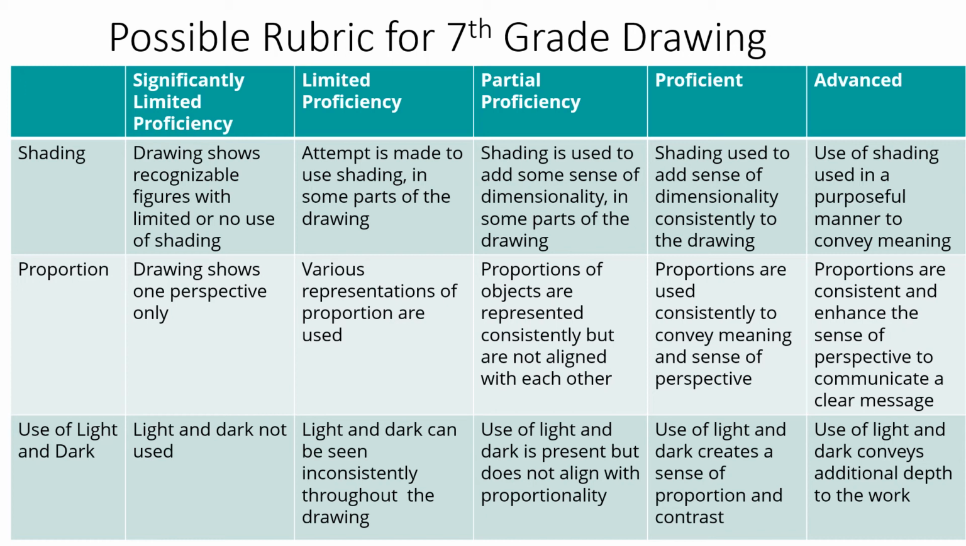So in this example, we look at a possible rubric for a 7th grade drawing class. There are 3 focuses for this drawing class: shading, proportion, and use of light and dark. Those are shown on the left-hand side of the rubric. Then you will notice for each of these focus areas, there are detailed descriptors across those 5 proficiency levels. They are significantly limited proficiency, partial proficiency, proficient, and advanced.